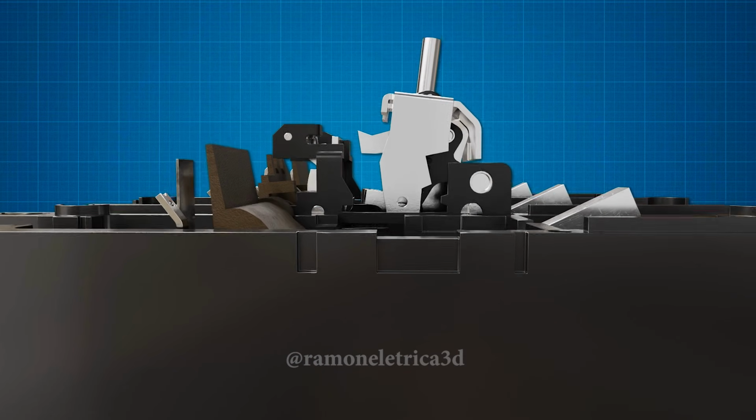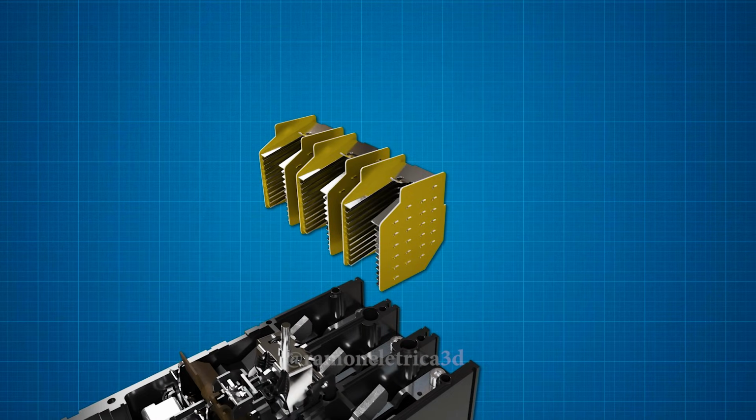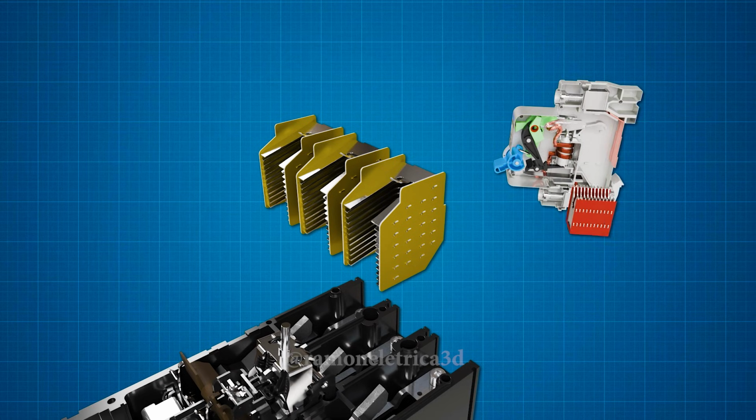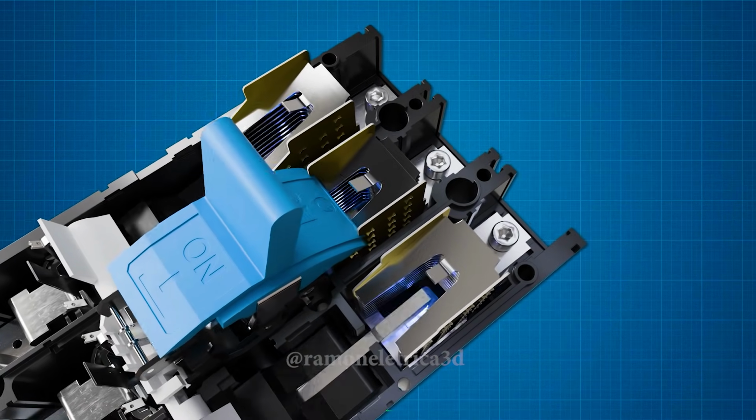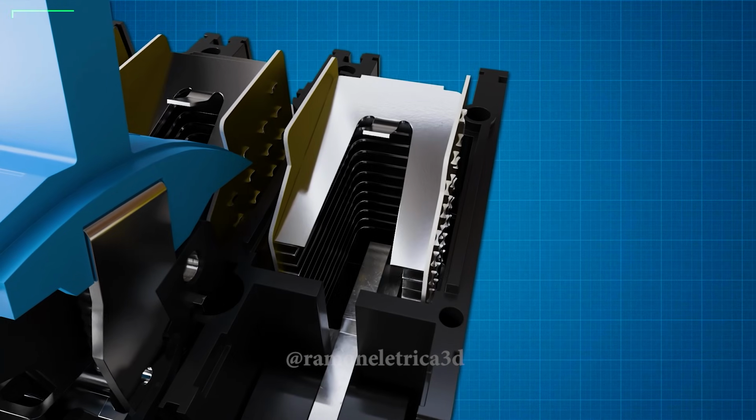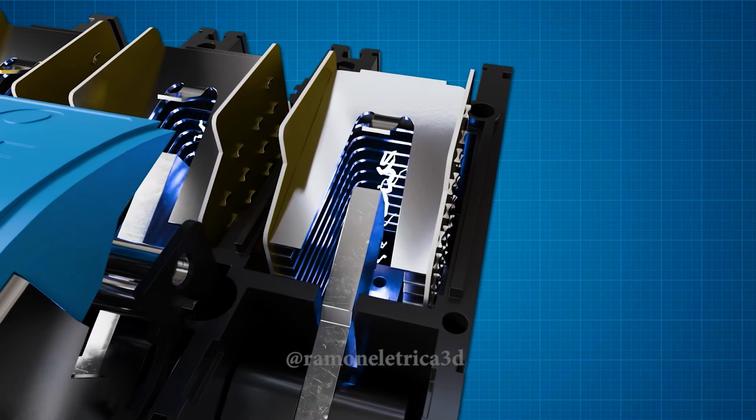Another important component is the arc-extinguishing chamber. MCCBs have much larger arc chambers than MCBs, and that's why they can handle much higher short-circuit currents. Here we have 2 examples: a chamber from an MCB with a 3,000 ampere short-circuit capacity, and a chamber from an MCCB with a 50,000 ampere capacity. This arc-extinguishing chamber is positioned right in front of the moving contacts and is responsible for extinguishing the electrical arc when a short circuit occurs.